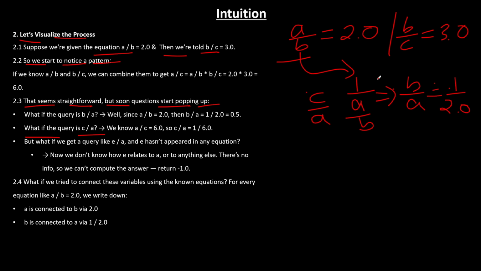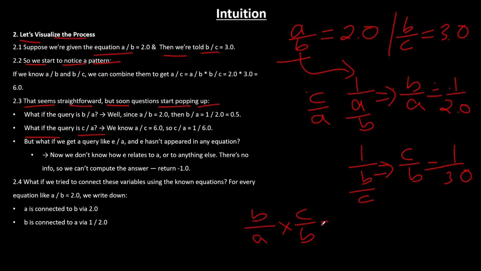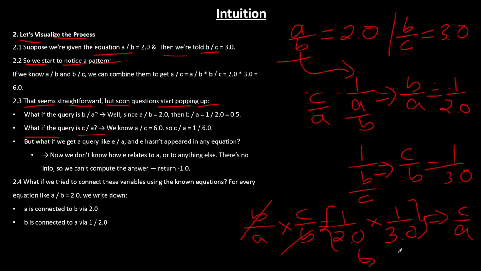Okay. Similarly for b by c, what happens? We do the reciprocal, we get c by b, and the value also gets like this, right? Now, what if we multiply b by a into c by b, and the values are 1.2 into 1 by 6.0, right? So what you can see, we could deduct b and b, we get c by a, okay, and this gets multiplied and we get 1 by 6.0, right, for c by a.